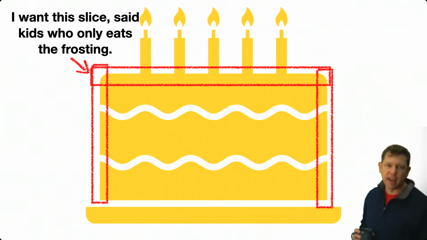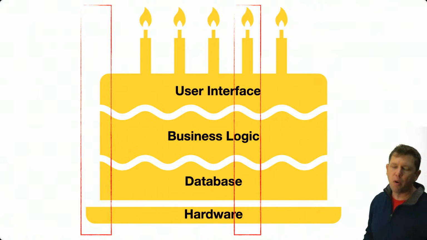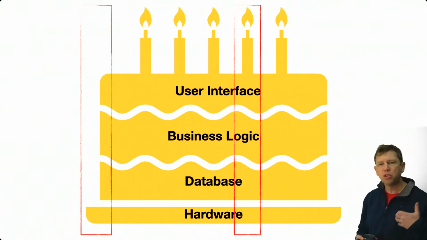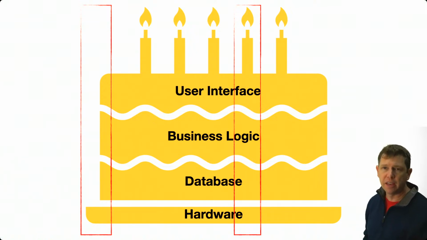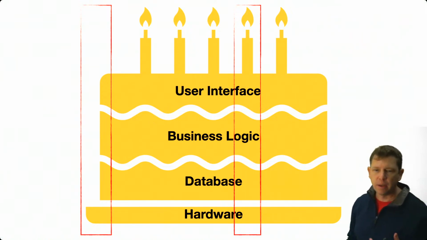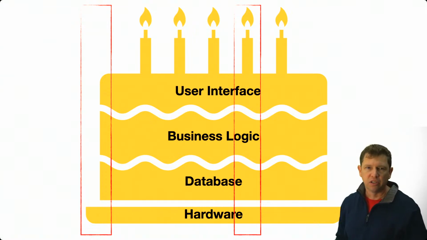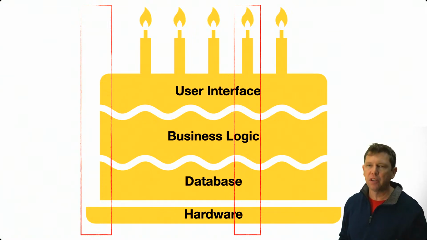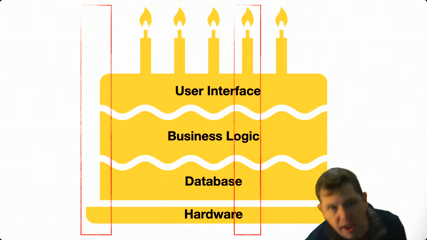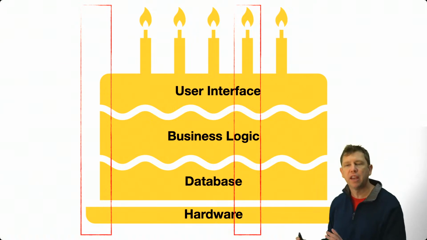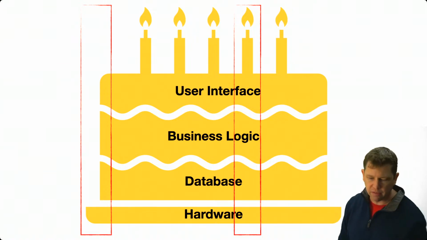Now, I want this slice, says the kid that only eats the frosting. But if we really look at what users are asking for, they're wanting something like this, right? When the user's asking for something, they're usually wanting some part that they can touch in the user interface. There's some part that touches the business logic, some part that touches the database, and some part that touches the hardware. But there are these slices that go all the way through. And that's how we need to design our user stories so we can deliver things that go all the way through and actually provide them value.